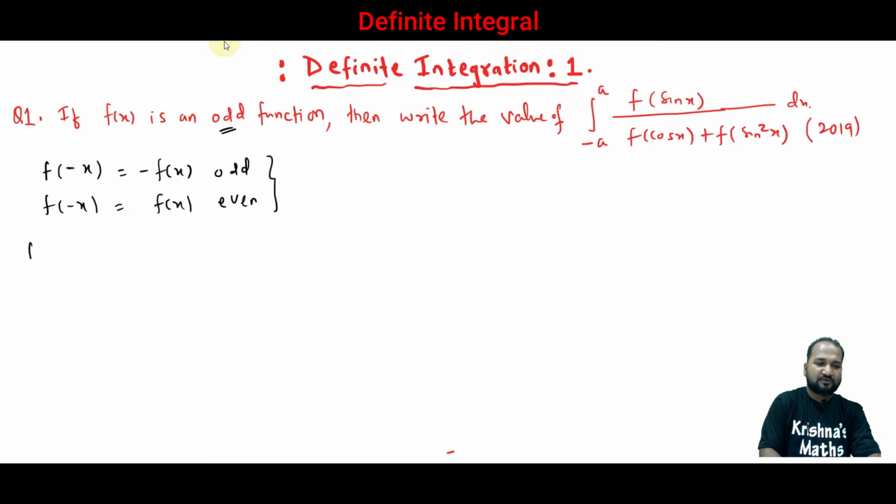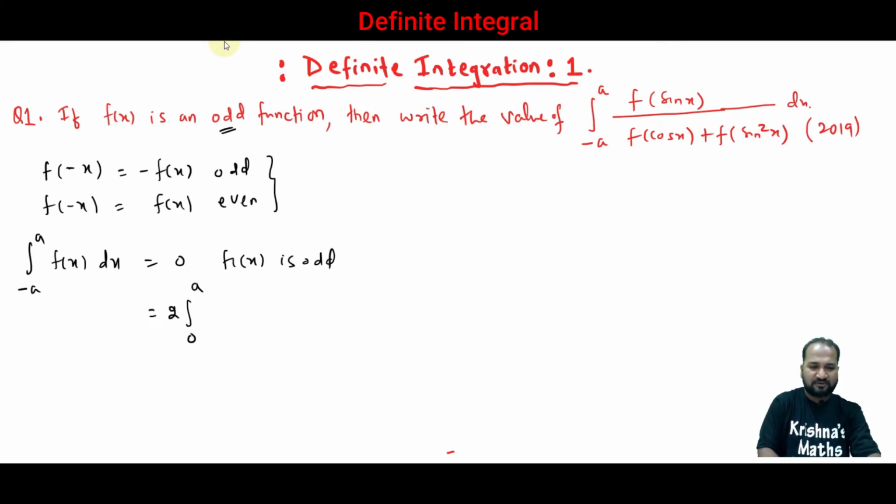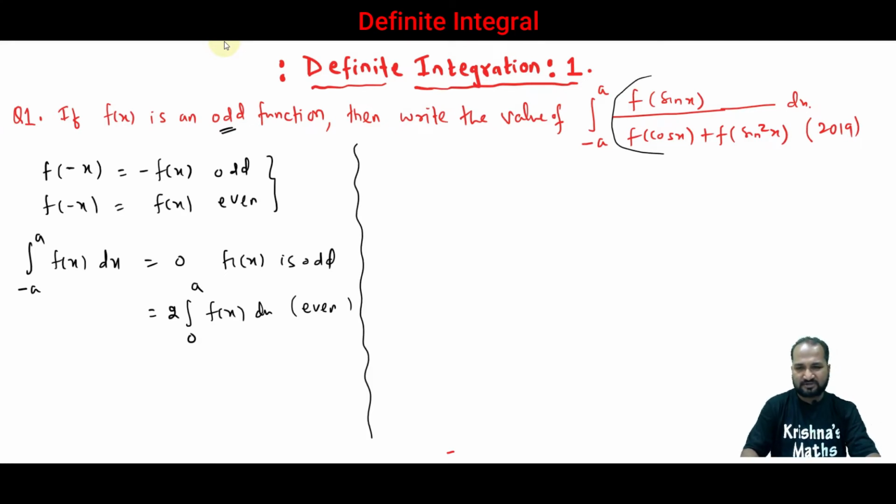There is a property: the integral from minus a to a of f of x dx is equal to 0 if f of x is an odd function. And if f of x is even, then this is 2 times the integral from 0 to a of f of x dx. Use this property, but first check whether the given function is odd or even.